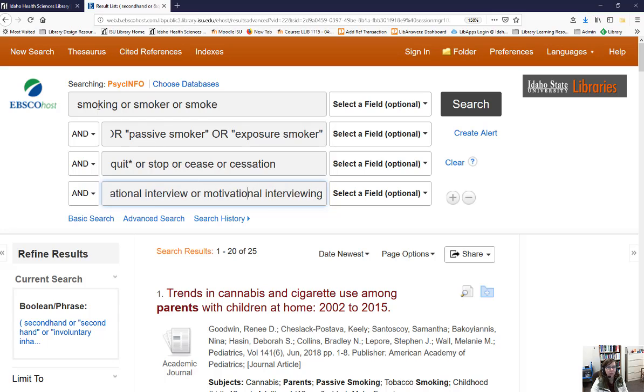Only if the record has 1 of these, 1 of these, 1 of these, and 1 of these can it come back in my search. So I'm combining all 4 concepts to make sure that they are going to come back in my search. So let's run the search.